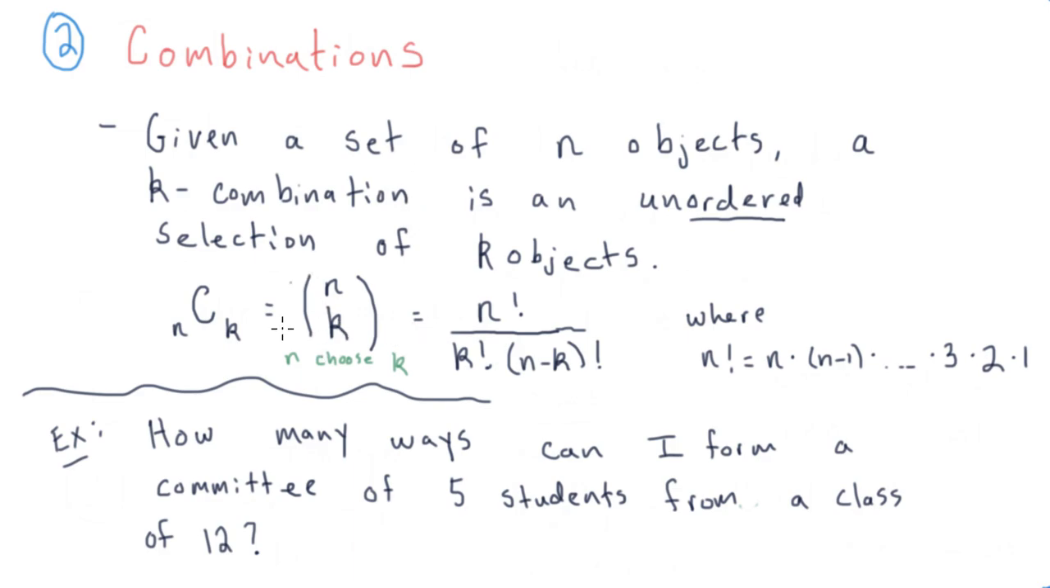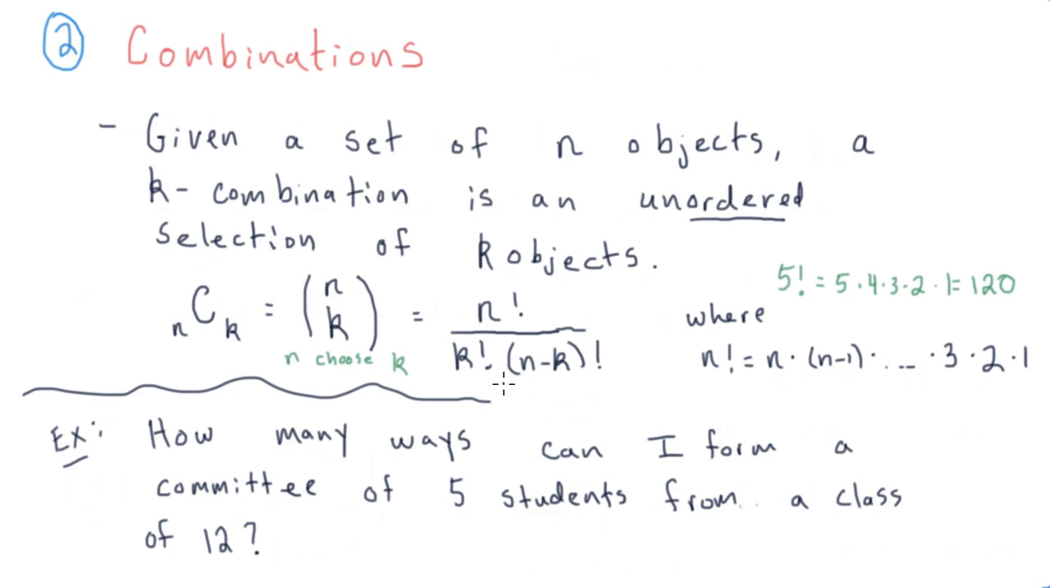And so what does this mean? Well, it means I take n factorial. Remember the factorial is just the product of the numbers up to n, so n times n minus 1 times on down. For example, 5 factorial is 5 times 4 times 3 times 2 times 1, which is 120. And then we divide by k factorial, and then we also divide by n minus k factorial.